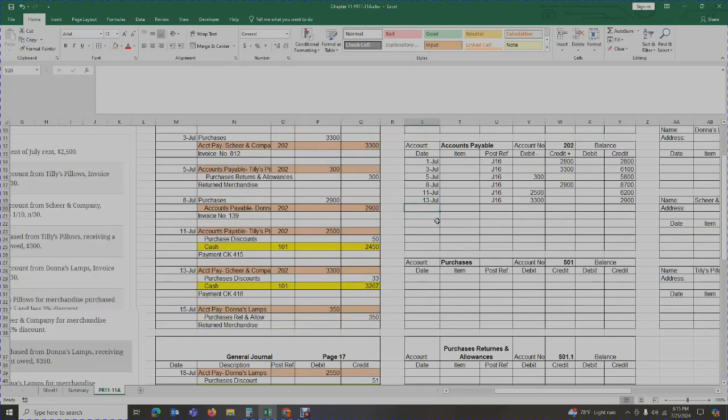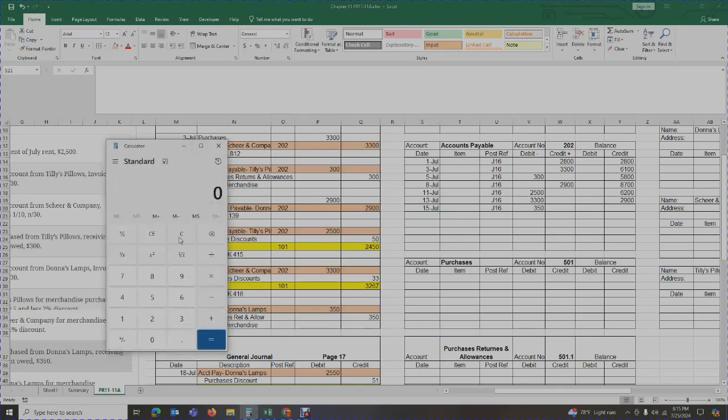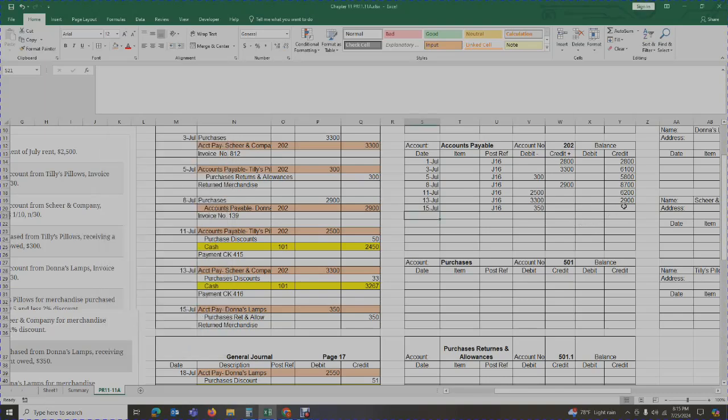Okay, let's look at July the 15th. That's the last transaction on journal 16, and we have a debit of $350. So we're going to get our calculator. We've got 2,900 credit minus the debit of $350. That will give me a balance of $2,550 credit. And then I'm going to go back and I'm going to put account number 202.